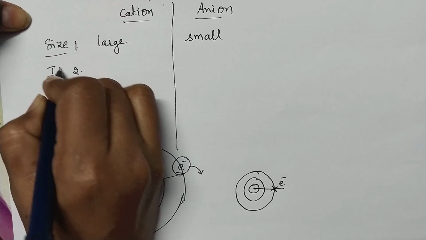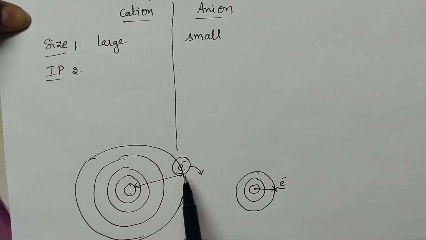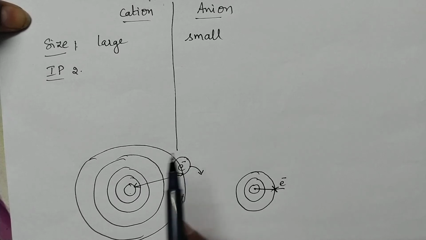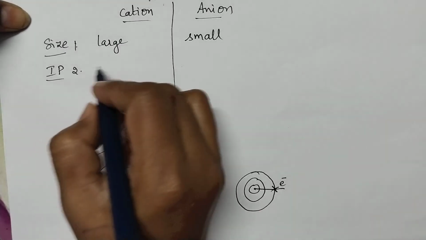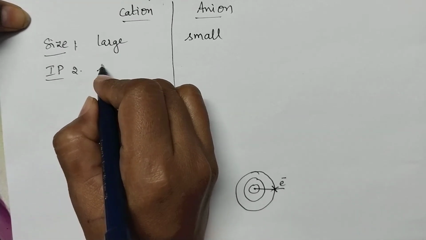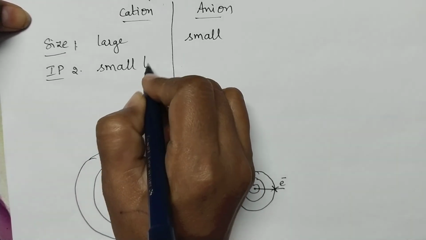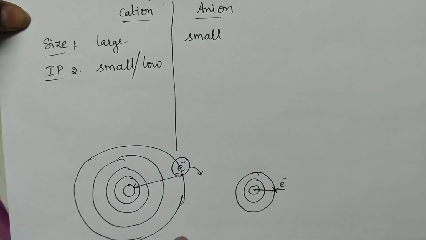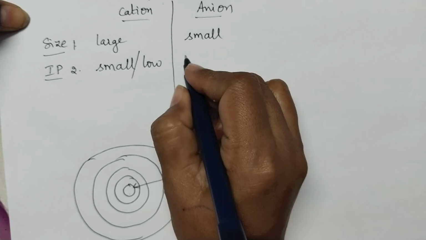Coming to the ionization potential. Ionization potential is the energy required to remove an electron from a neutral gaseous atom. So a cation has an excess of electrons, so it readily eliminates electrons. So the ionization potential for the formation of a cation should be small or low. So the ionization potential of a cation should be low. And coming to the anions, it should be high.